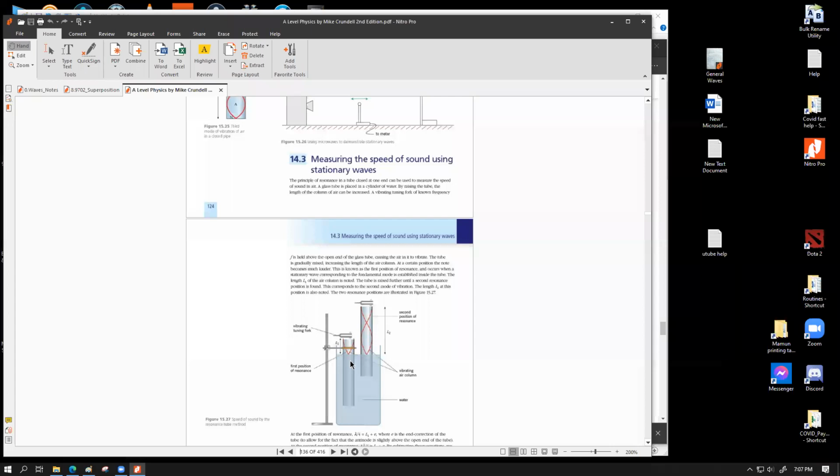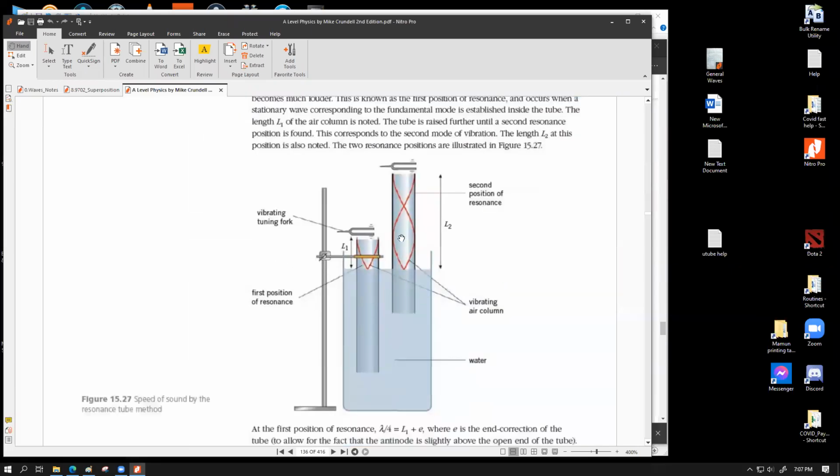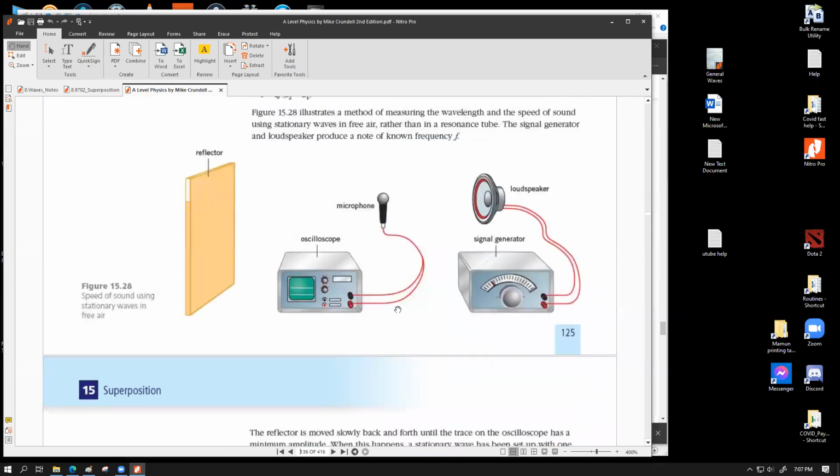Okay, this was a good figure that I discussed the other day. We're going to move this pipe to change the column height of the air column. Yeah, this is a much better representation for that experiment.